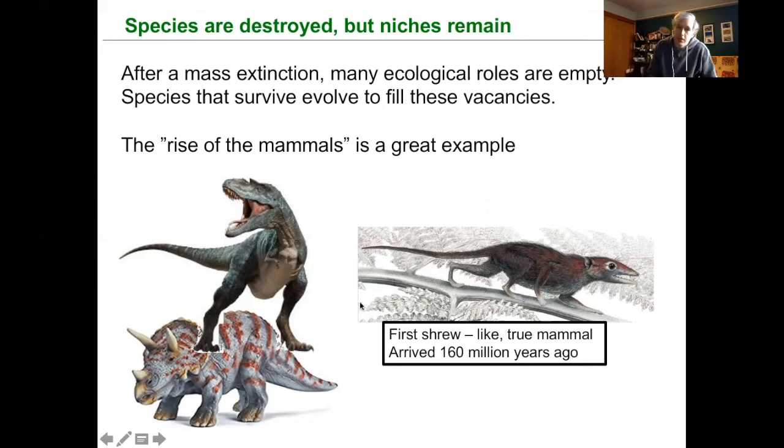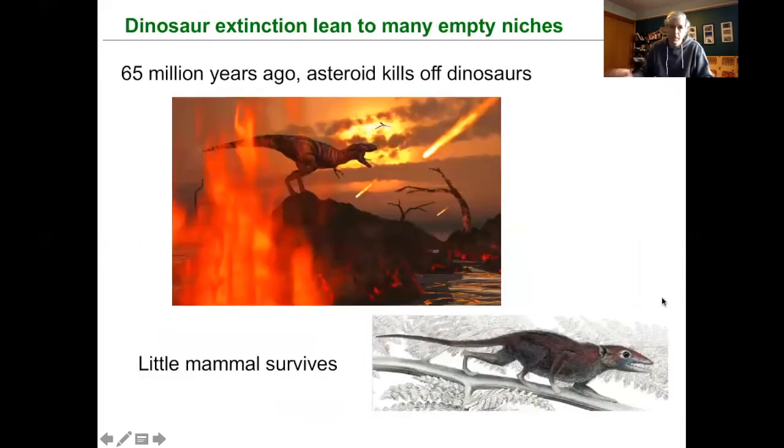If you look in the fossil record, this thing was quite happily surviving with the dinosaurs. Bearing in mind, dinosaurs didn't go extinct until 65 million years ago. So this thing basically coexisted with dinosaurs for about 100 million years. But 65 million years ago, the asteroid hits the planet and it killed off the dinosaurs. And the dinosaur extinction led to many empty niches. But even though it killed off the dinosaurs, our little mammal survives.